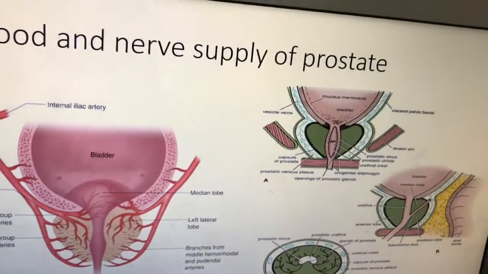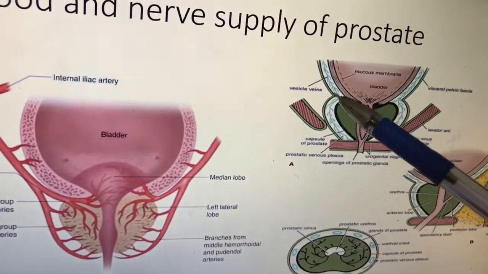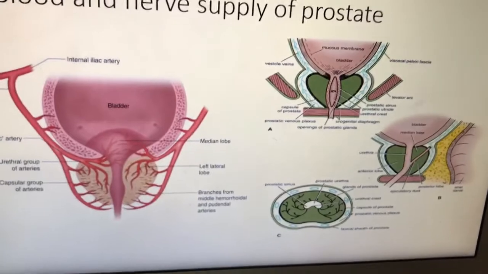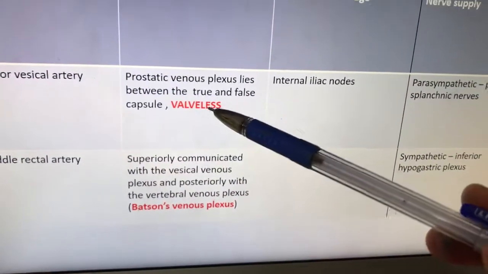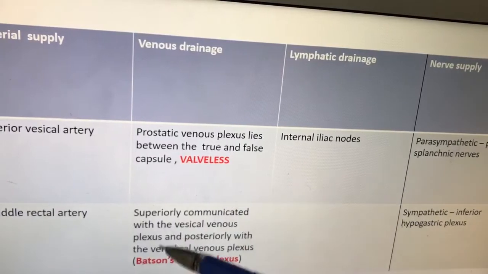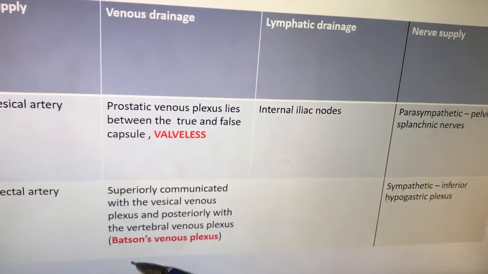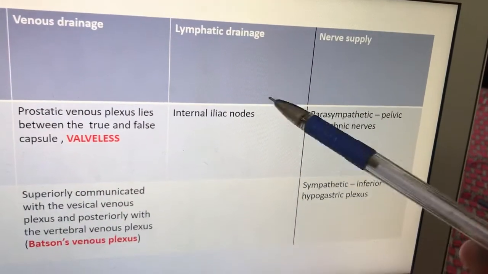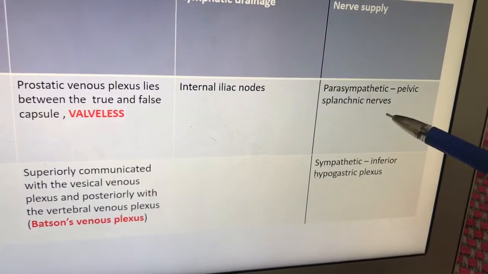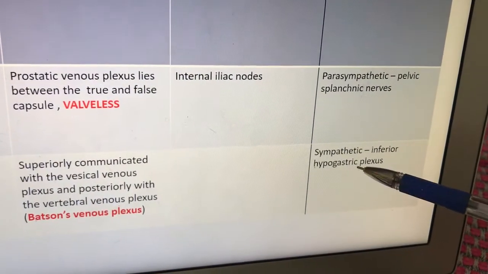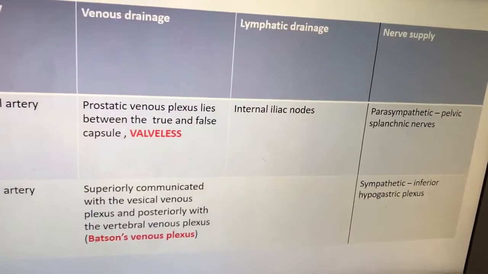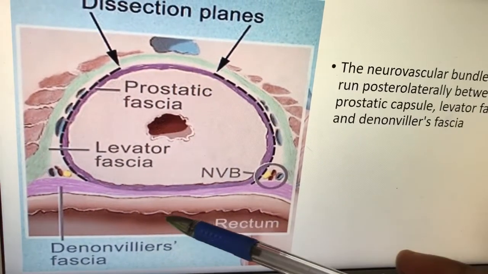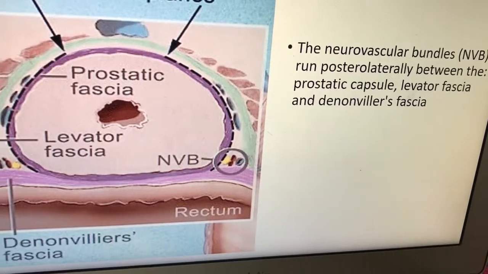3 arteries. And then venous drainage, which I have explained so many times. The prostatic venous plexus communicates with the vesical venous plexus and the vertebral venous plexus, that's all. And then nerve supply, here also we have written the same thing. The prostatic venous plexus is valveless, that's why carcinoma spreads back. The vertebral venous plexus is Batson's. Lymphatic drainage goes to the internal iliac nodes, and the nerve supply is in the pelvis: the pelvic splanchnic nerves and the inferior hypogastric plexus. And this is the dissection plane, how they do the dissection. Thank you.